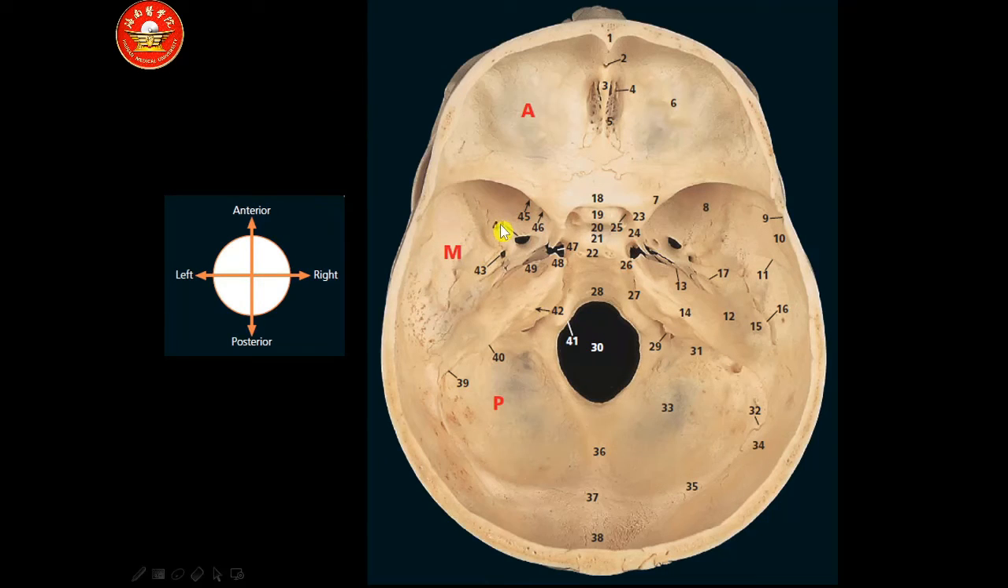44 foramen ovale. 45 superior orbital fissure. 46 foramen rotundum. 47 foramen lacerum. 48 apex of the petrous part of temporal bone. 49 the trigeminal impression.